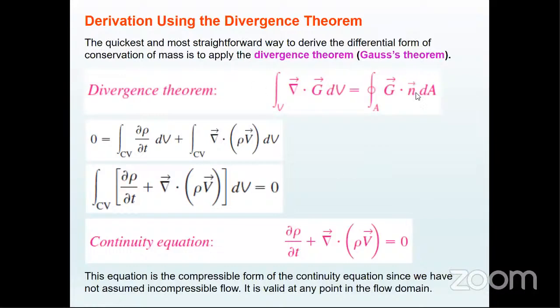This we also discussed last class, maybe not the previous class, but before that at least. It means the volume integral of this is equal to the surface integral of g times n dA. We can also write this in a different way. It led to the continuity equation, where the rate of change of density plus the divergence, del dot of rho v, must be equal to 0. This equation is the compressible form of the continuity equation, since we have not assumed incompressible flow.